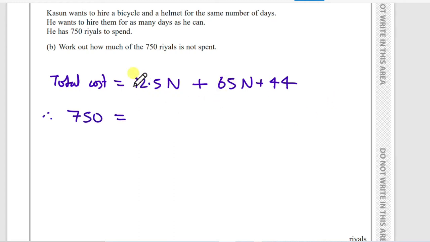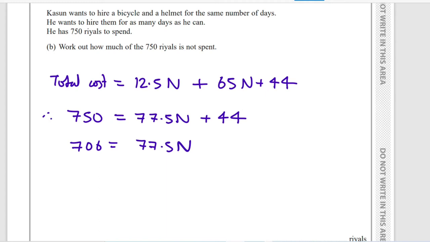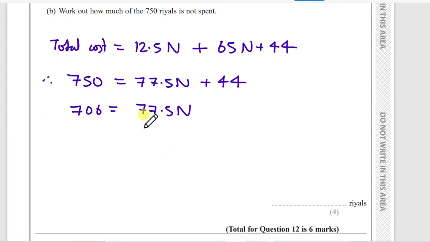And now, just like any algebra problem, we need to collect like terms. 12.5n plus 65n. If you do that, you should get, I think, 77.5n. And you've got plus 44 left. Next, you want to subtract 44 across the equal sign because you want to get rid of it. So it'd be 750 minus 44. That'll give us 706, and that's going to equal 77.5n. Next, you want to separate 77.5 from the n, and to do that, we need to divide across. So it'll be 706 over 77.5, and that has to equal n. Doing this, hopefully, should give us our final answer.